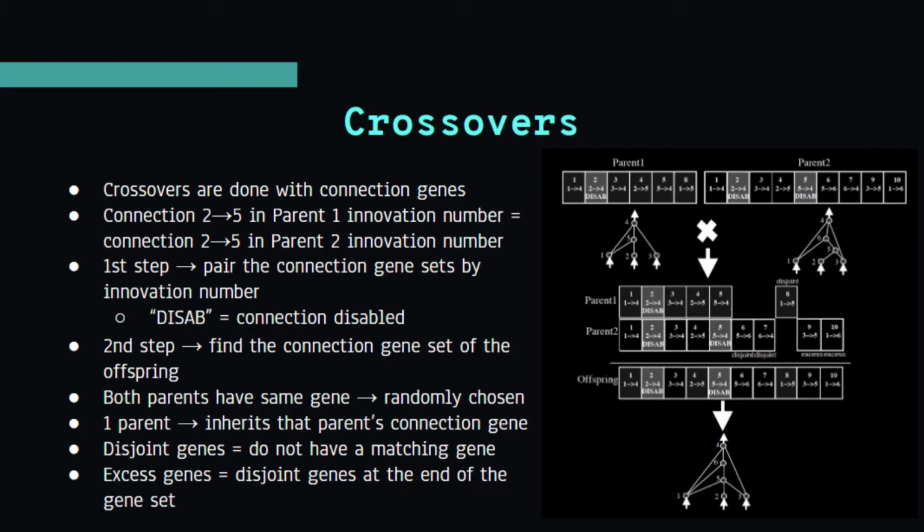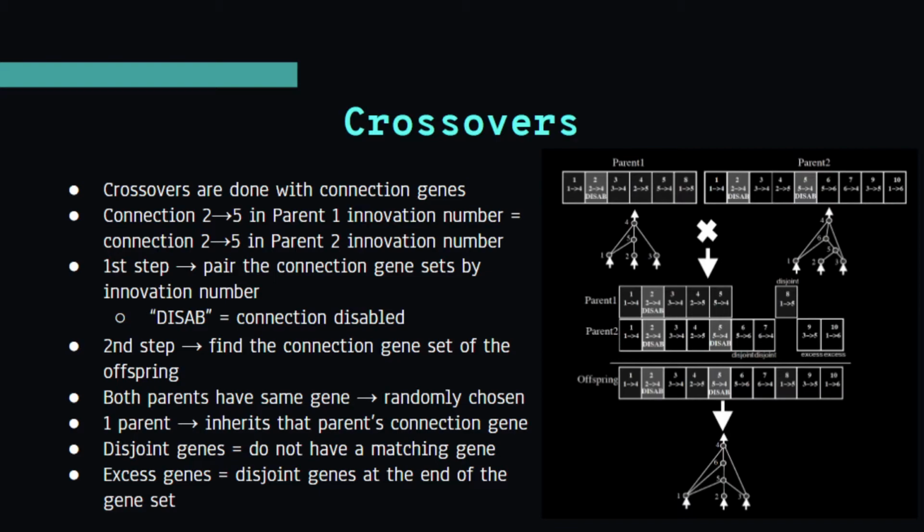So the first step in crossovers is to pair the connection gene sets by the innovation number. If you look at the rows of connection genes, or the gene sets underneath the arrow, you can see that they're lined up by innovation number. And DISAB basically means that the connection is disabled.